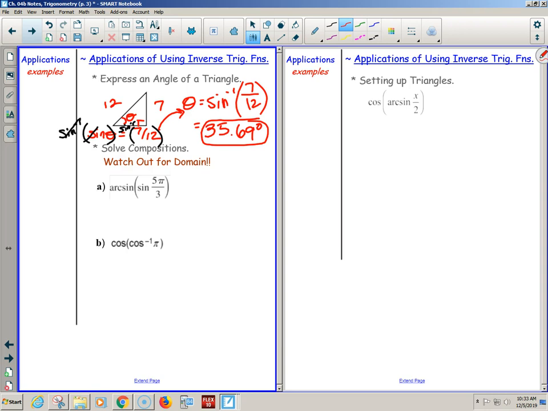Why would 5 pi over 3 never come out of an inverse trig? 5 pi over 3, even though it can go into a sine, will never come out of an inverse. It's allowed to go in, it's just not going to come out the same. It's going in and it's changing before it comes out. What's it going to become?